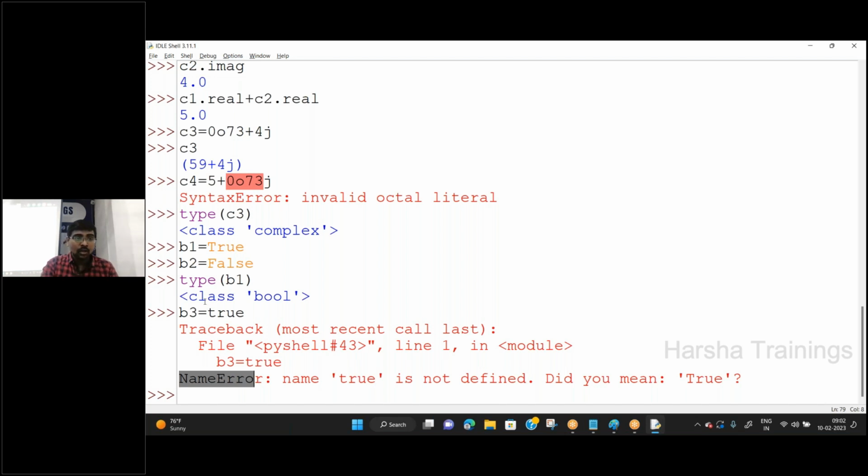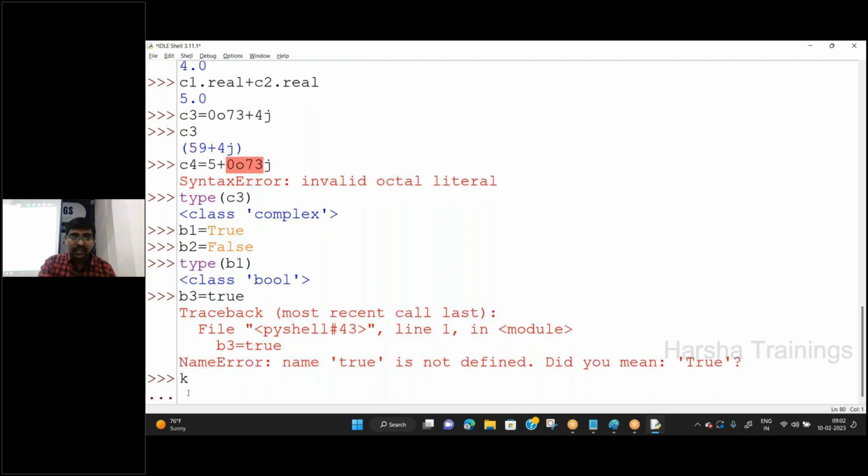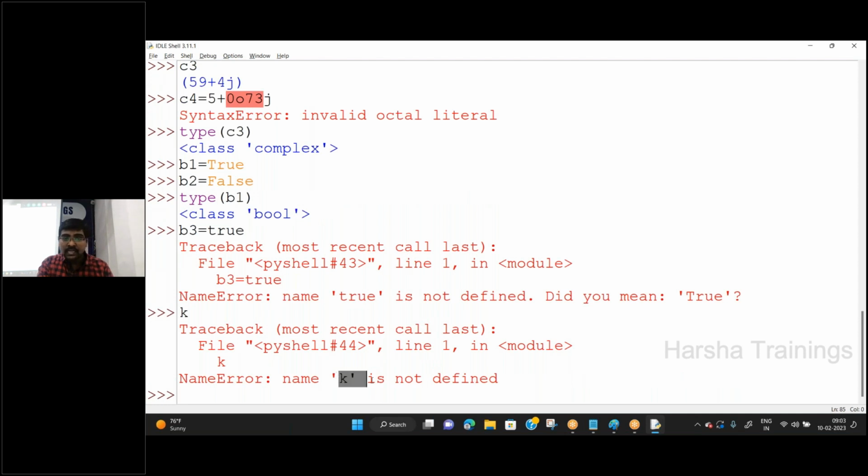That means true is considered as a variable, and up to now, we have not defined that variable. For example, up to now, I am not using the variable k. Type k. What is the value of k? Press enter. See this one. k is not defined.